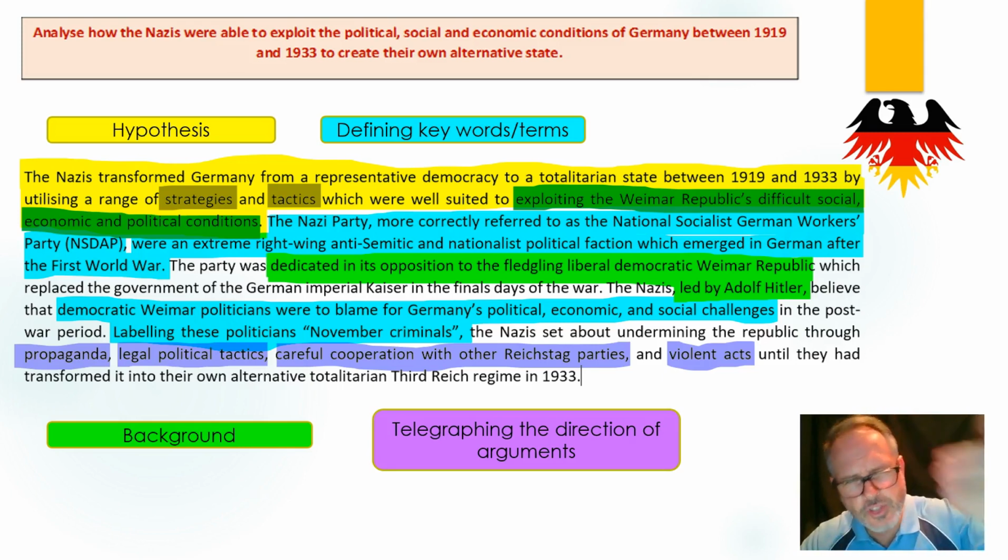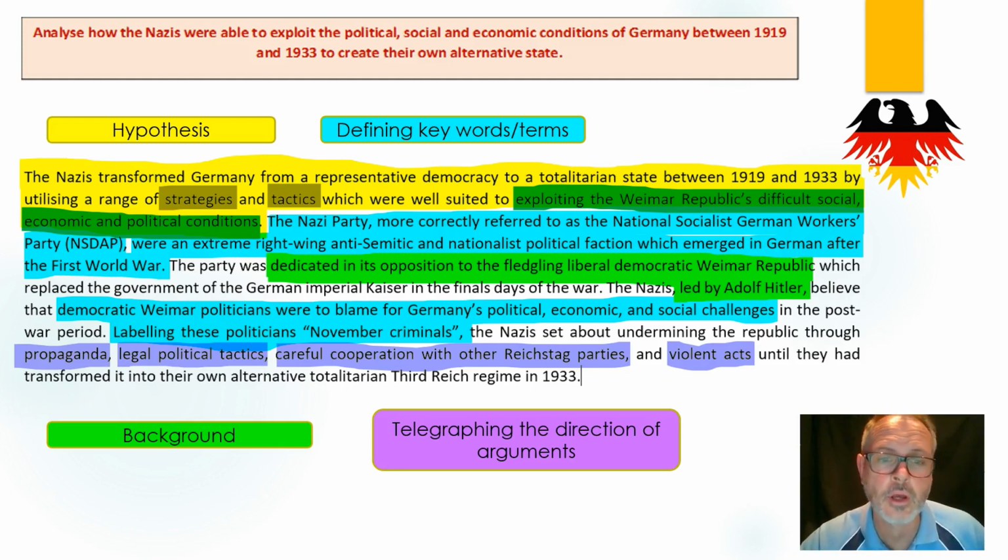And the task asked me about how the Nazis were able to create their own alternative to the democratic government, and I've used the word alternative towards the end and said that alternative was totalitarian. And if I think about that, that's in my hypothesis again. So everything ties together.